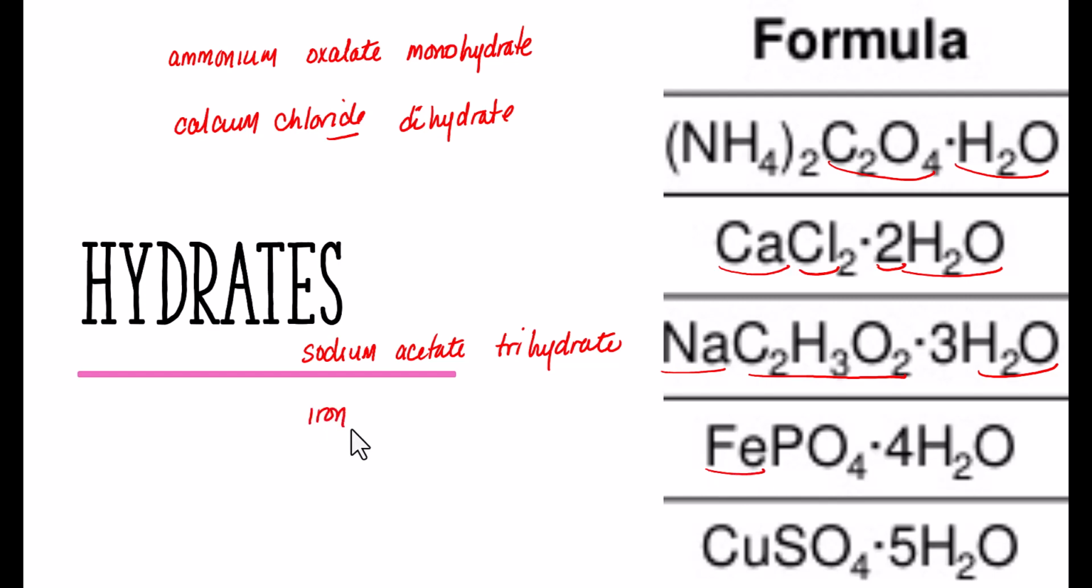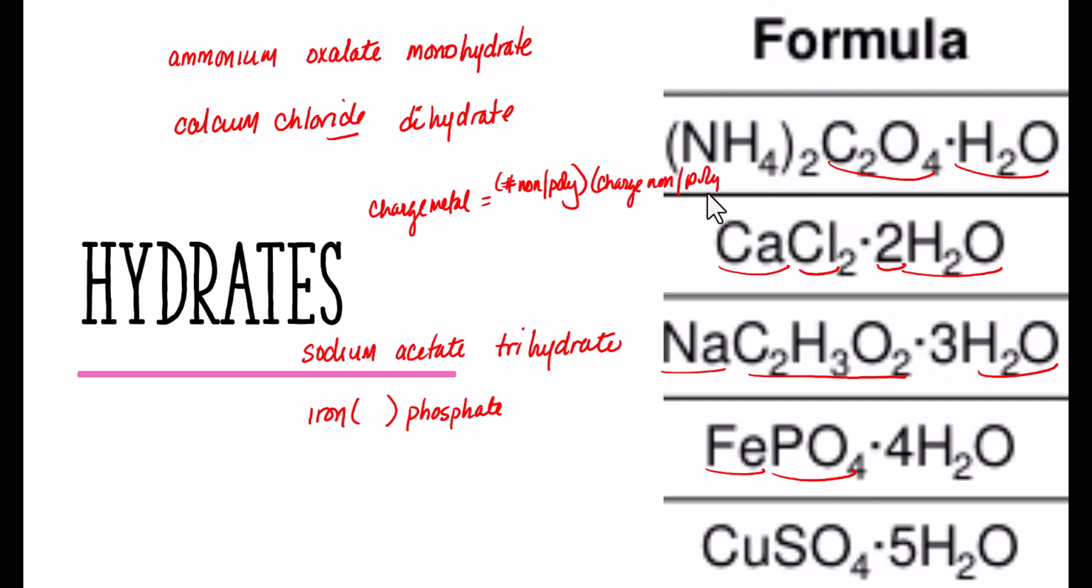The next one, Fe, is a metal, so that's iron. We write the name as is. This is a transition metal, so I need my parentheses. PO4 is a polyatomic, so we write the name as is. Remember to find the charge of the metal. The charge of the metal is equal to the number of polyatomic ions times the charge of the polyatomic, over the number of metals.